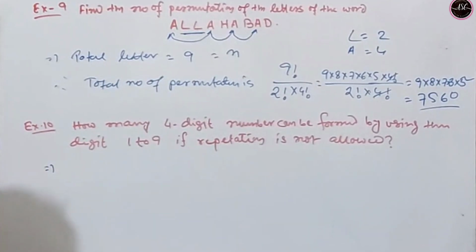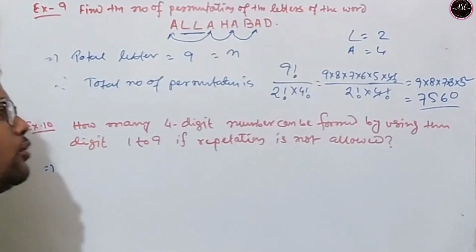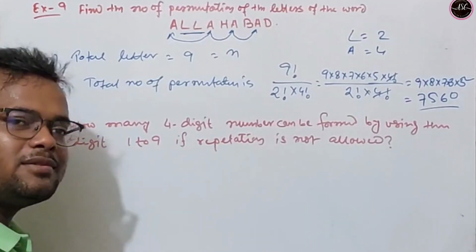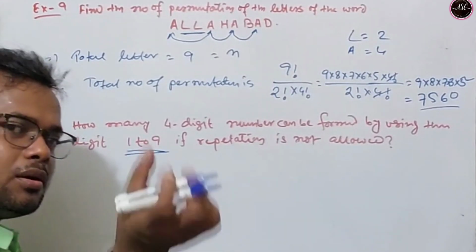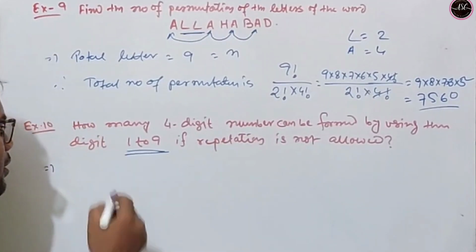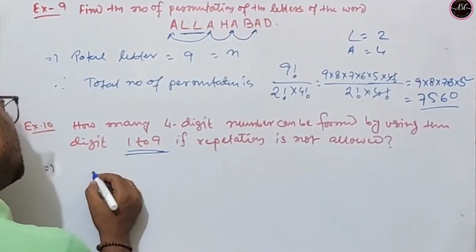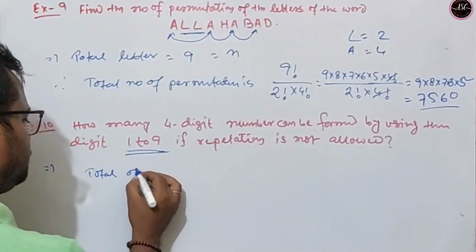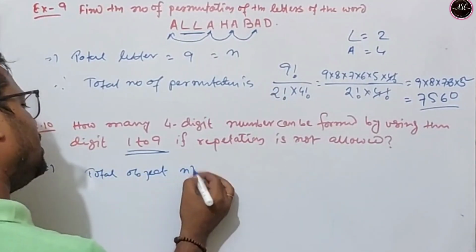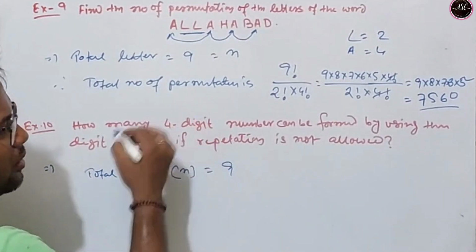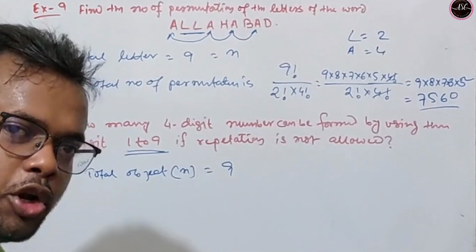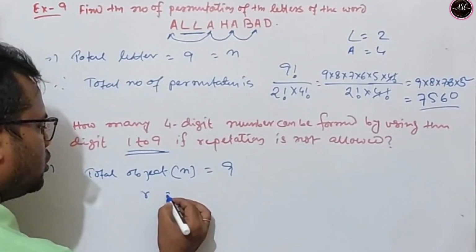How many 4-digit numbers can be formed by using the digits 1 to 9 if repetition is not allowed? The total number of objects is 1 to 9, that means n equals 9. From here 4 digits will be produced, so r equals 4.